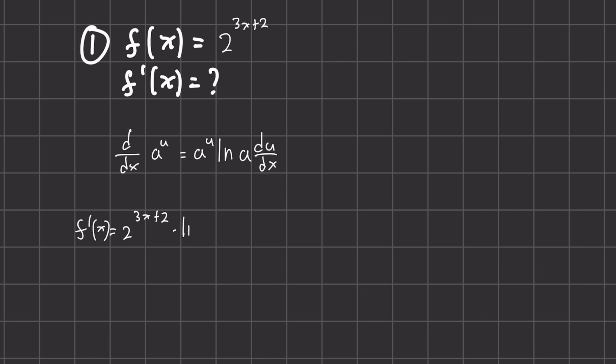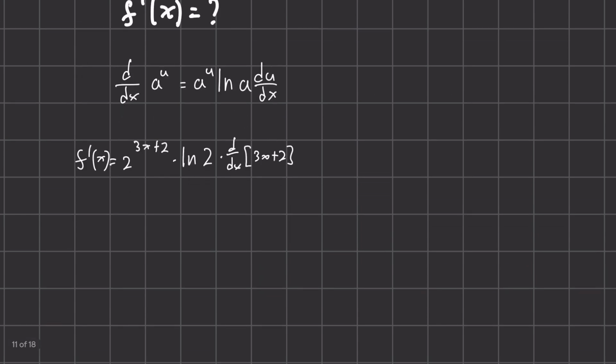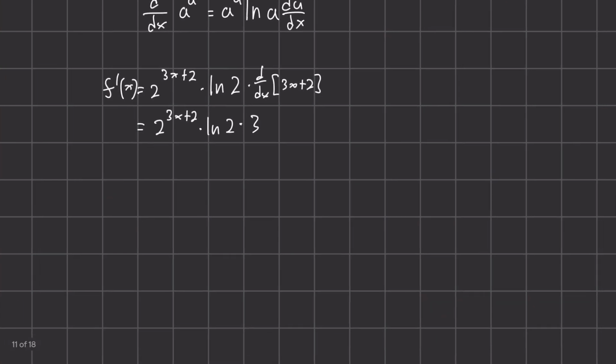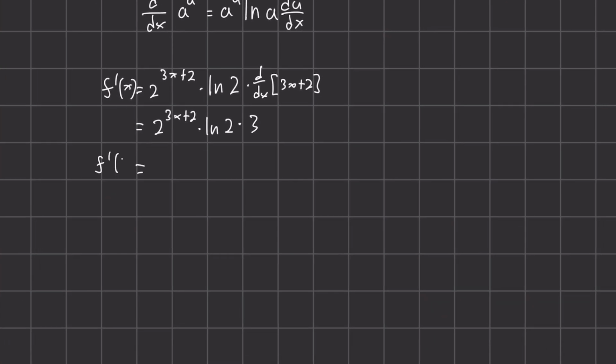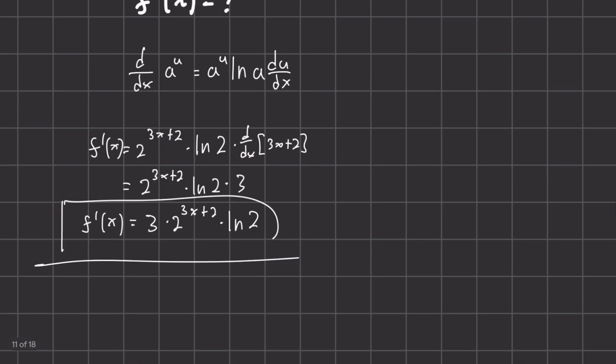This times ln 2 times du/dx, which is just the derivative of 3x plus 2. Just completing this, we get 2 to the power of 3x plus 2 times ln 2 times the derivative of 3x plus 2, which is just going to be 3. And there you have it. f prime of x is equal to 3 times 2 to the power of 3x plus 2 times ln 2. And that is your full solution.